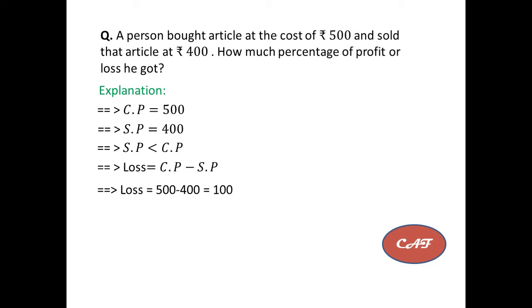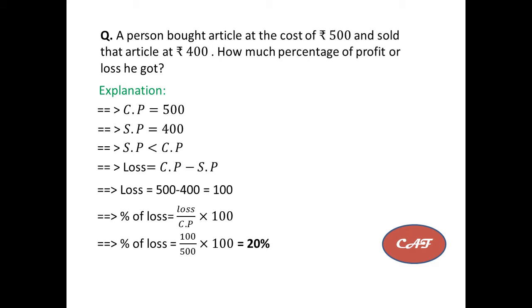Okay, but here he asked percentage. We already know percentage is equal to loss or gain divided by CP into 100. Here we got loss, so loss by CP into 100. So loss is equal to 100. 100 divided by CP, which is 500, into 100 is equal to 20%. So he got a percentage of loss equal to 20%. Next question.